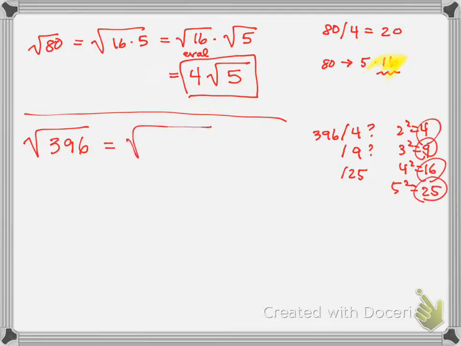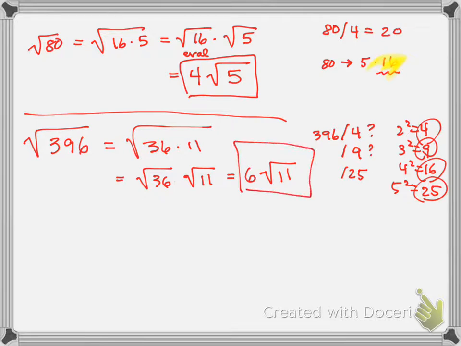And you'll find 396 will divide by 36. It's actually 36 times 11, 36 being a perfect square. So if we break those apart, we get square root of 36 times square root of 11. Square root of 36 is just 6. Square root of 11 we leave. 11 is a prime number, has no other factors besides 11 and 1. So we cannot simplify the square root of 11 any farther. And 6 square root of 11 is your final answer for that radical simplification.